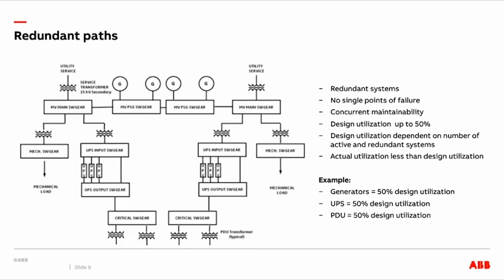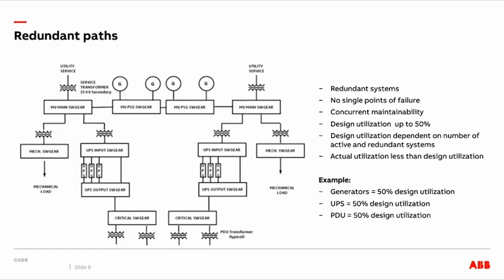To ensure a failure on one system does not impact the other system, most designs physically separate each system. In other words, the two main switch gears would be in separate rooms. Therefore, if a fire or fault occurred in one switch gear, it would not impact the other switch gear and take both systems down. So very reliable system, very proven system.